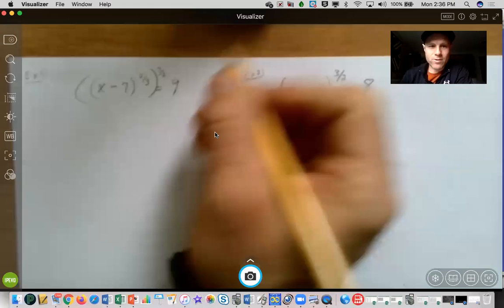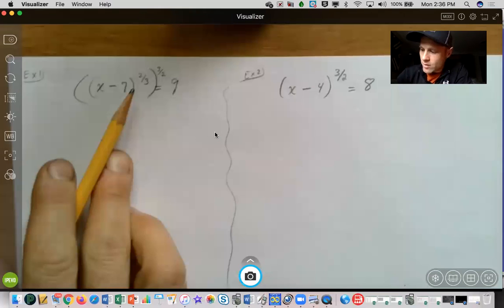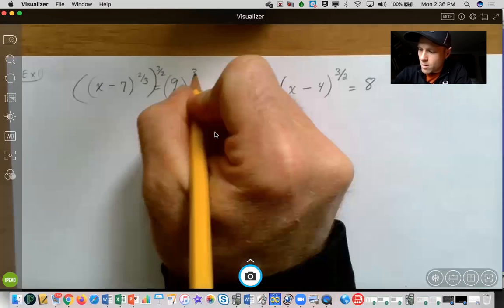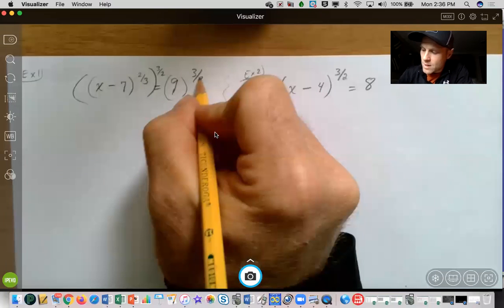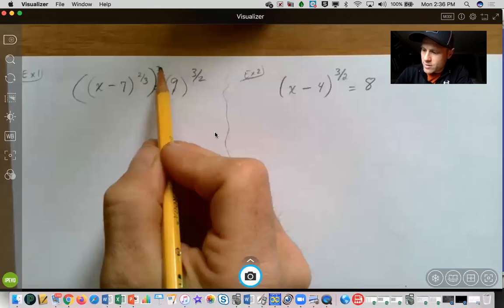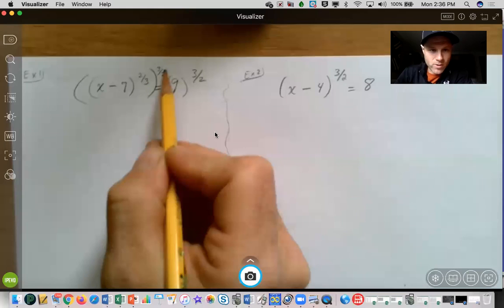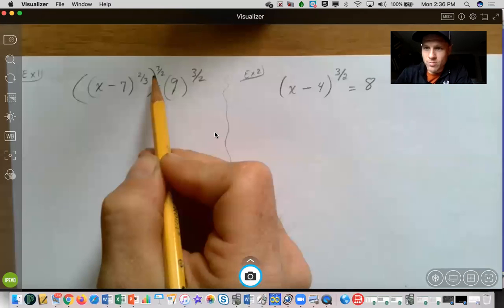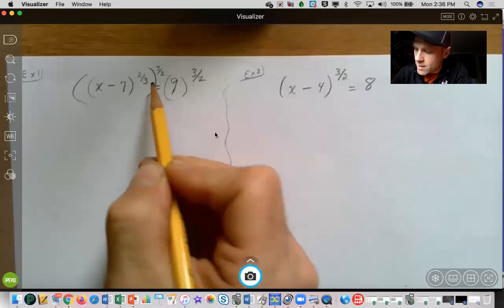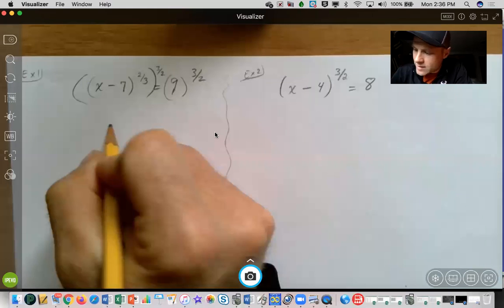So if I apply the reciprocal power on the left, I also have to apply the reciprocal power on the right. So that's going to wipe out the 2/3, and the 3/2 are going to cancel out because they're reciprocals. When you multiply by a reciprocal, you get 1. So I just have x minus 7 equals.